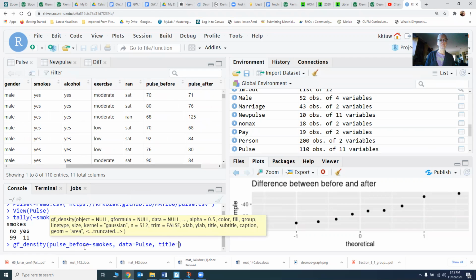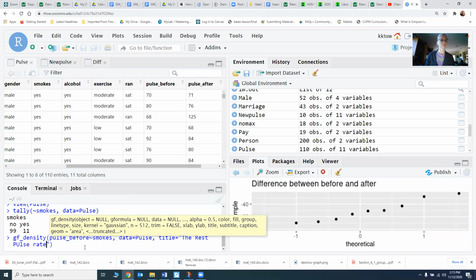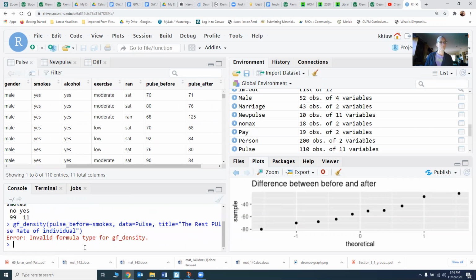And then you should have a title. The title should be something like the rest pulse rate of individuals. And I don't need to say the other thing about them smoking or not smoking because that's going to be there. All right.